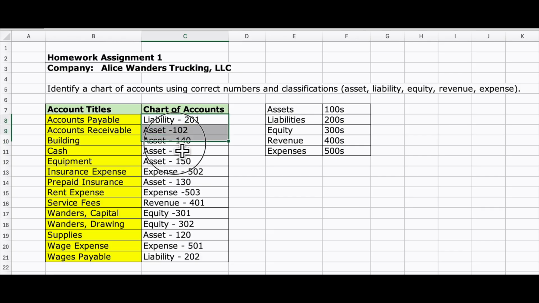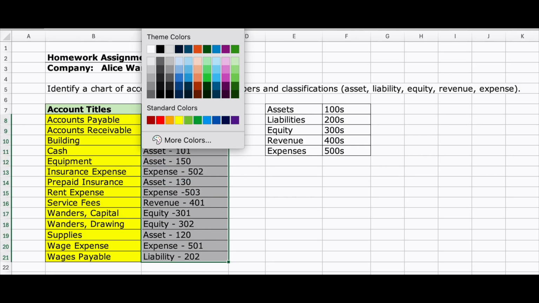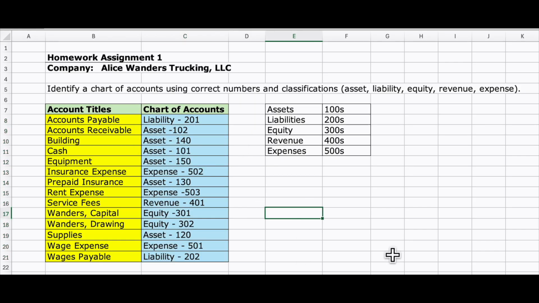Okay, so now under our chart of accounts here, we've gotten all the titles they've given us, and now we've assigned each one a category and a number appropriate for this system of numbering that we were given. And that is it for setting up a chart of accounts for Alice Wanders Trucking.